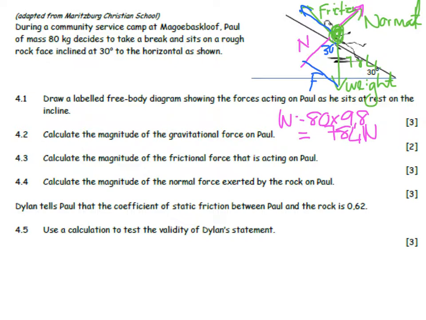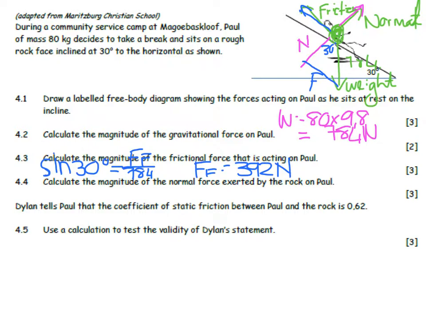So I am going to say sine of 30 is equal to the frictional force divided by the weight, which is 784. And I find that the frictional force will turn out to be equal to 392 newtons. Calculate the magnitude of the normal force that is exerted.